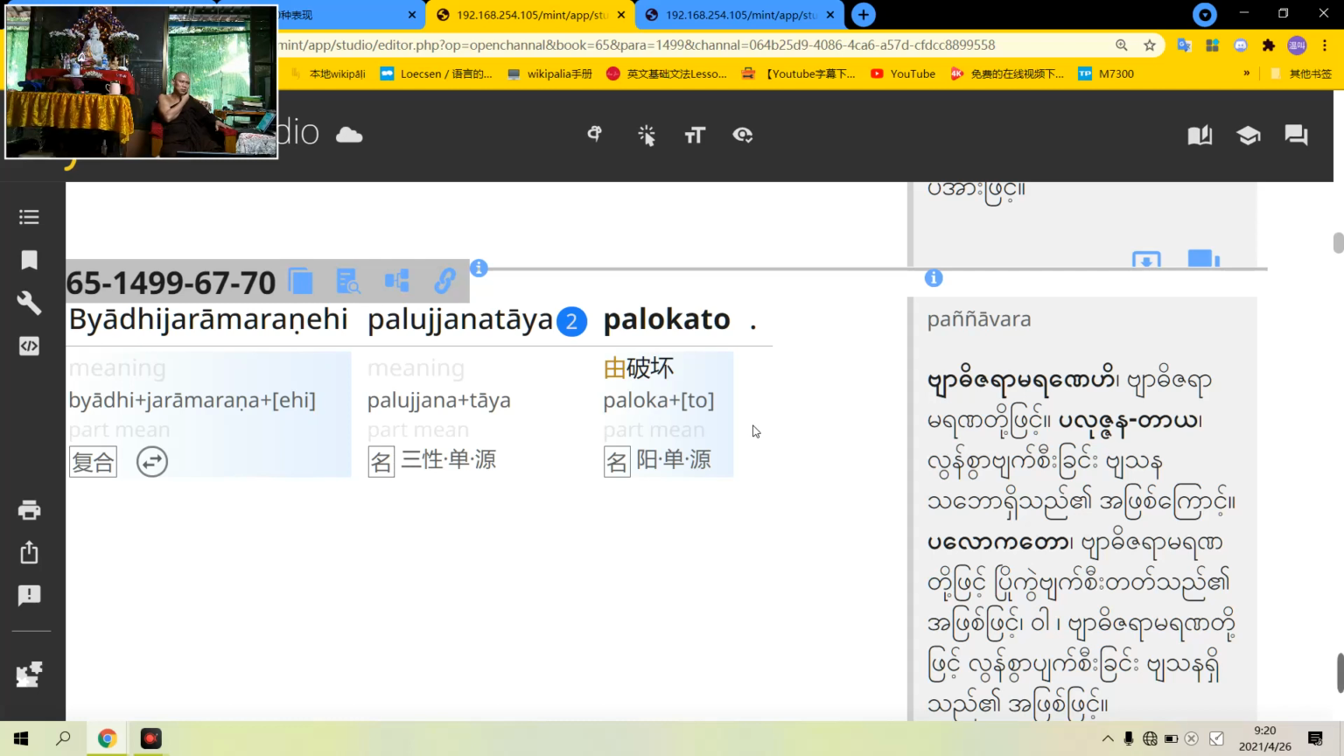But these bhava are all real paramattha bhava. This paramattha bhava. So if you know this bhava as it really is, you can attain nibbana.